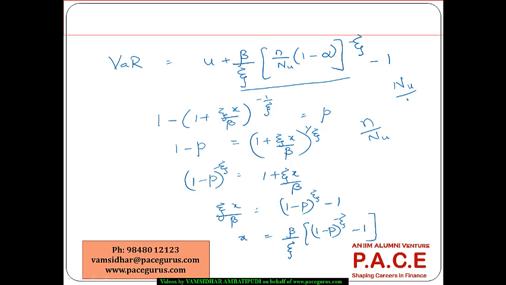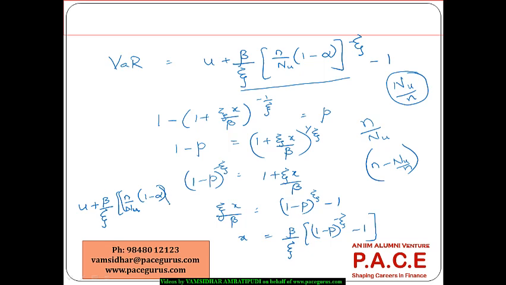Nu by n is the proportion of observations that are exceeding the threshold, which means n minus nu by n will be the proportion of observations that are not exceeding the threshold. If I have to compute the VaR, it is over and above that threshold. So that's the reason I am adding mu plus beta by zeta times, and here I need the proportion which is exceeding the threshold. That's the reason I am using the multiplier n by nu times 1 minus alpha to the power minus zeta minus 1. So this becomes the computation of VaR at alpha confidence level.